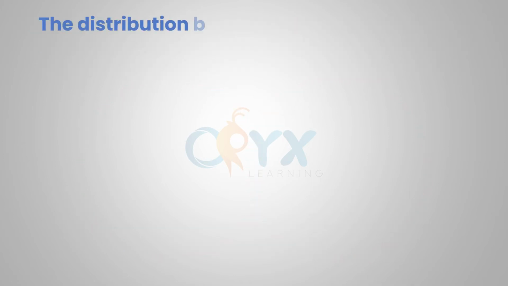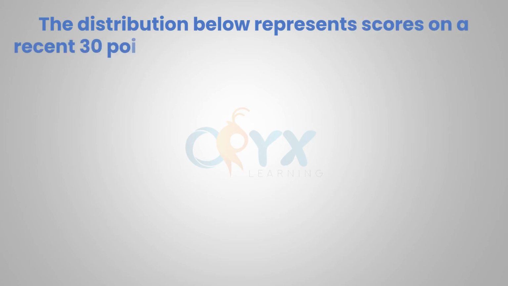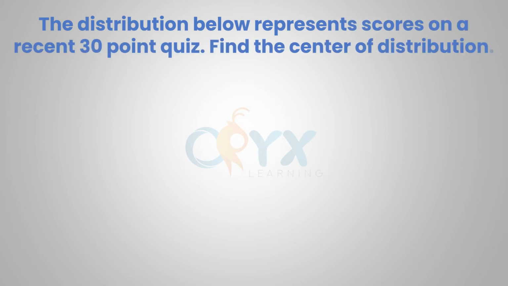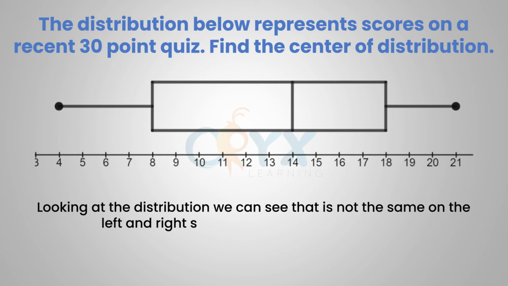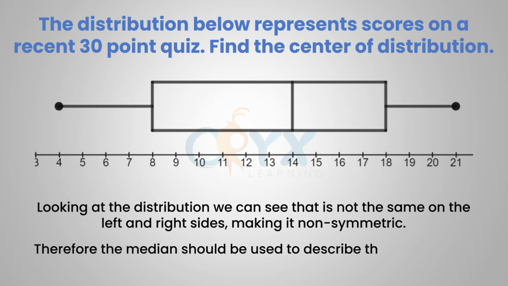The distribution below represents scores on a recent 30-point quiz. Find the center of the distribution. Looking at the distribution, we can see that it is not the same on the left and right sides, making it non-symmetric. Therefore, the median should be used to describe the center of the distribution.